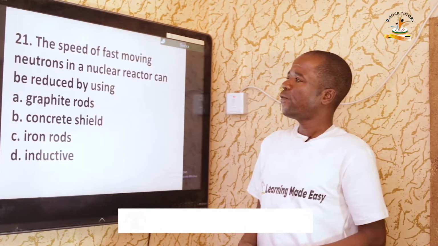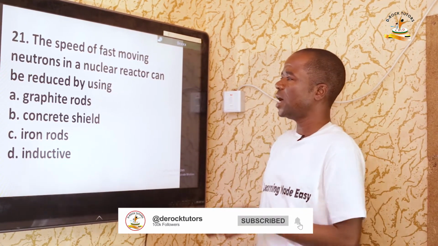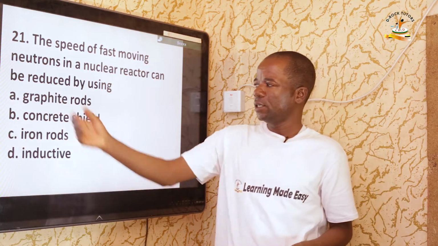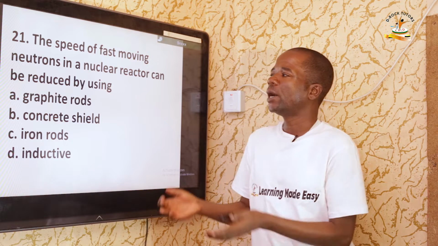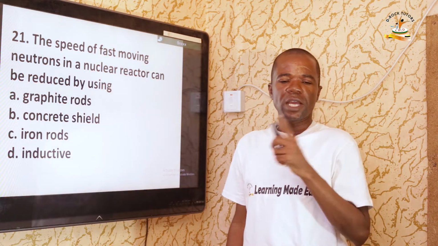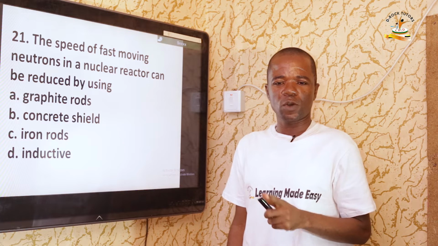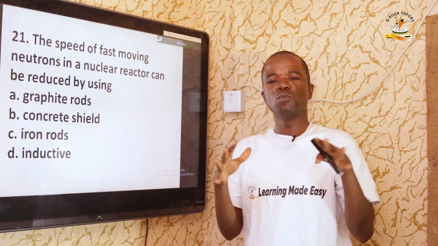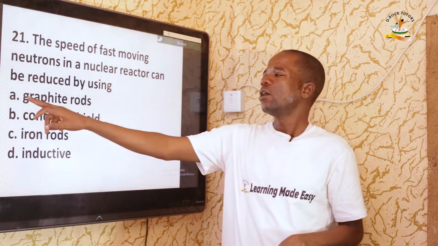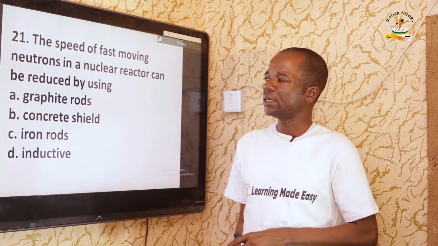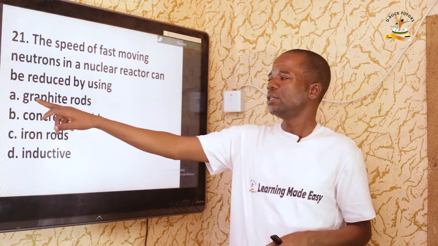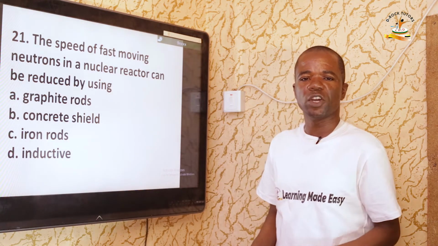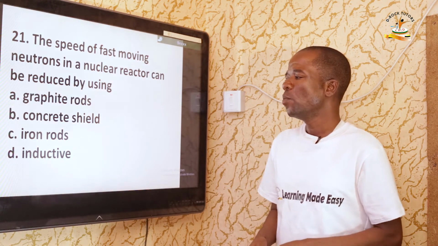The speed of fast-moving neutrons in a nuclear reactor can be reduced by using dash. The correct answer is definitely A. Remember, in a nuclear reactor, there is a substance called a moderator. What does a moderator do? It helps to moderate. To moderate means to slow down fast-moving neutrons. An example of a substance used as a moderator in a nuclear reactor is a graphite rod. Not only that, we also make use of deuterium or heavy water as a moderator.